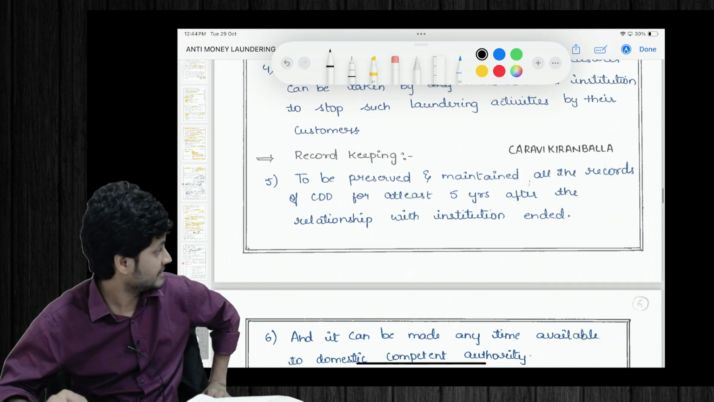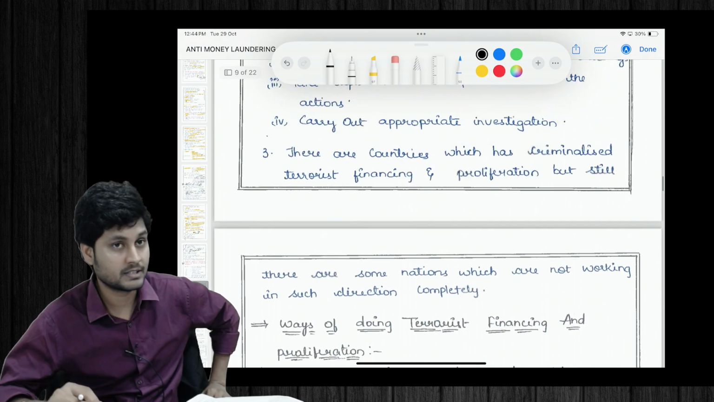Okay. We can do this tomorrow. ఈ రేపు కంటిన్యూ చేయాలి. Okay.